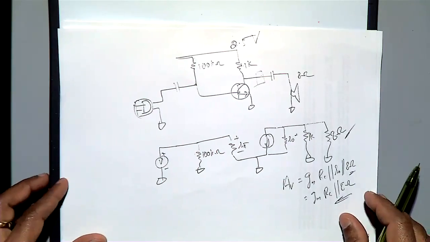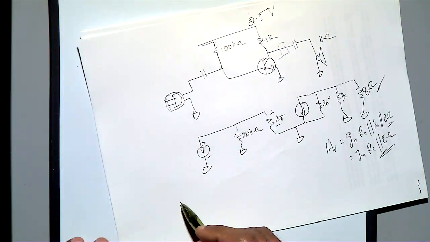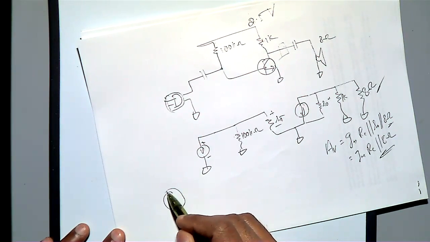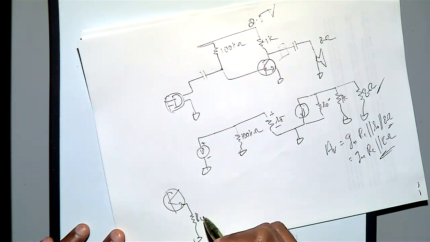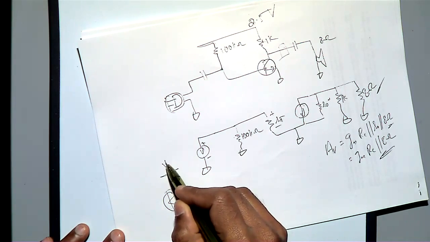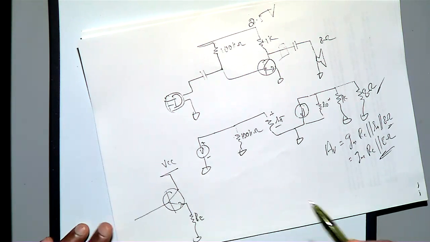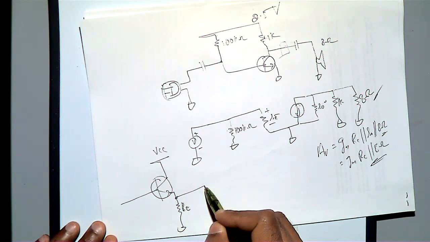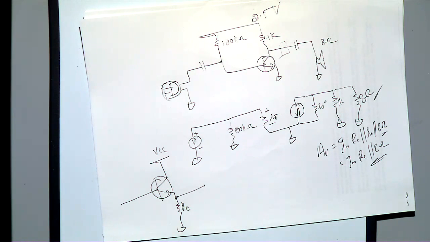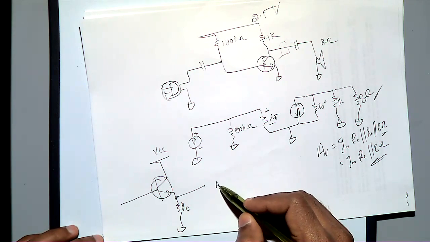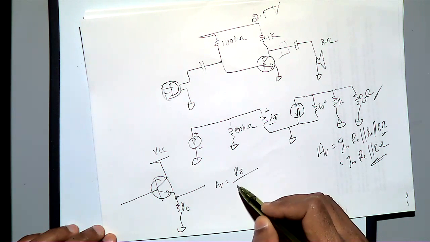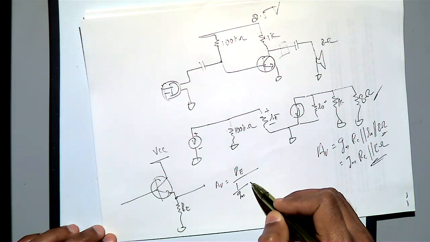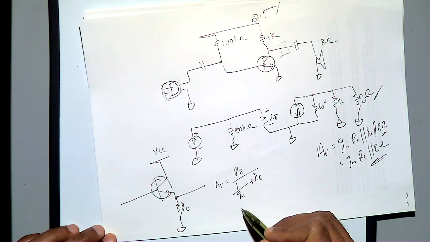So when you have an emitter follower, this is a simple emitter follower. You have RE, connected to the VCC, and you take your output from here. For the emitter follower, if you recall the equation for the voltage gain, what is it? Do you recall? RE divided by 1/gm plus RE. This is the equation.